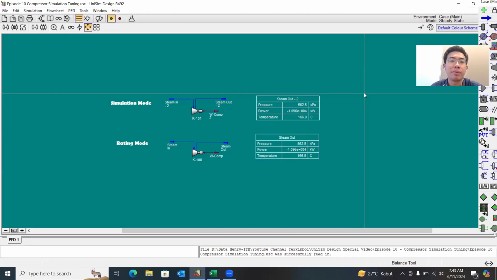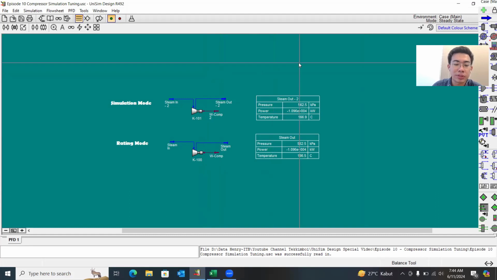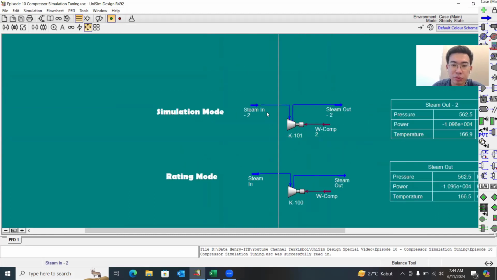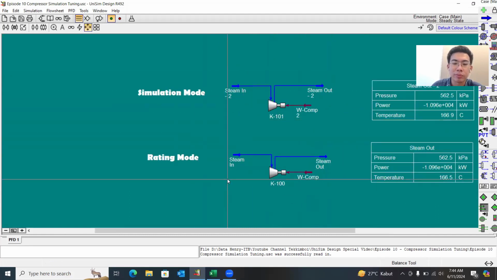So today I will be talking about compressor simulation tuning. This is the next step of the next episode for the compressor rating simulation. Here I have two modes of compressor simulation. The first one is the simulation mode and the second one is rating mode.